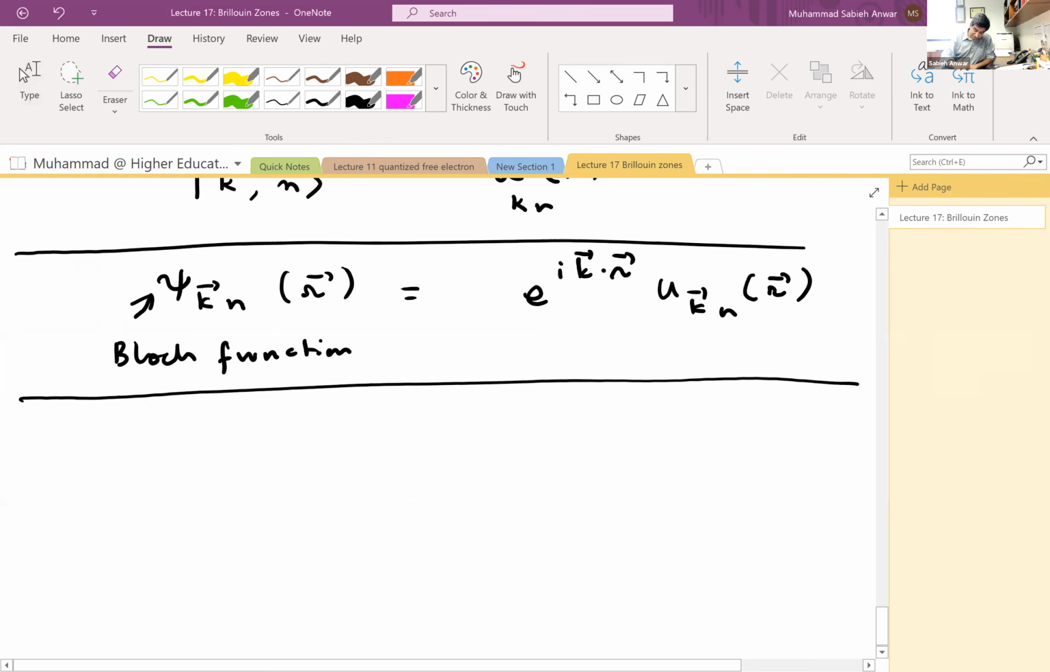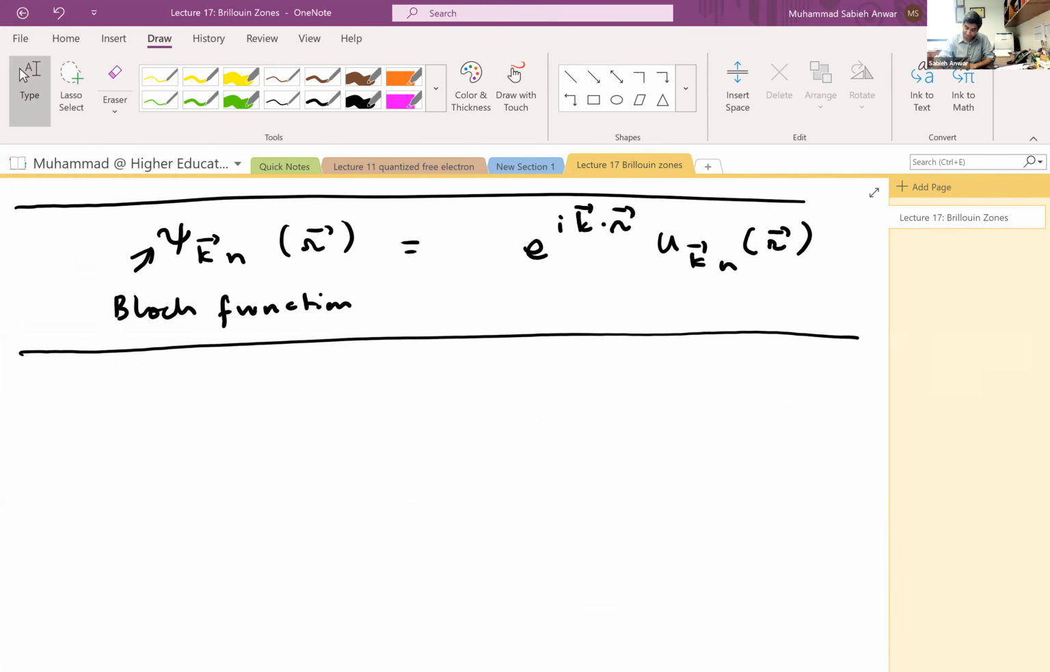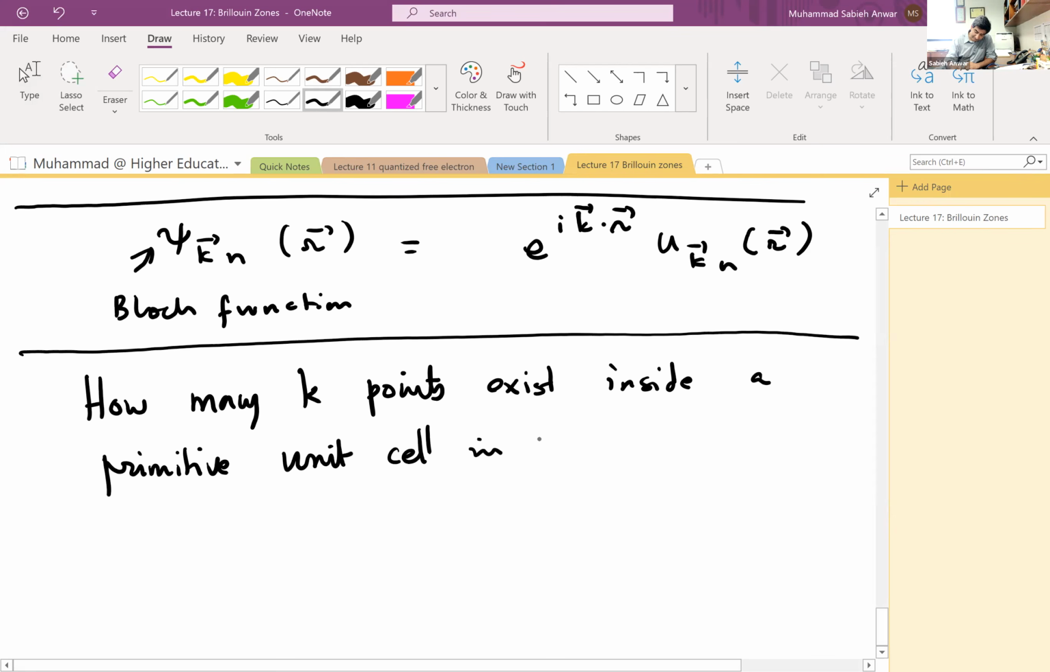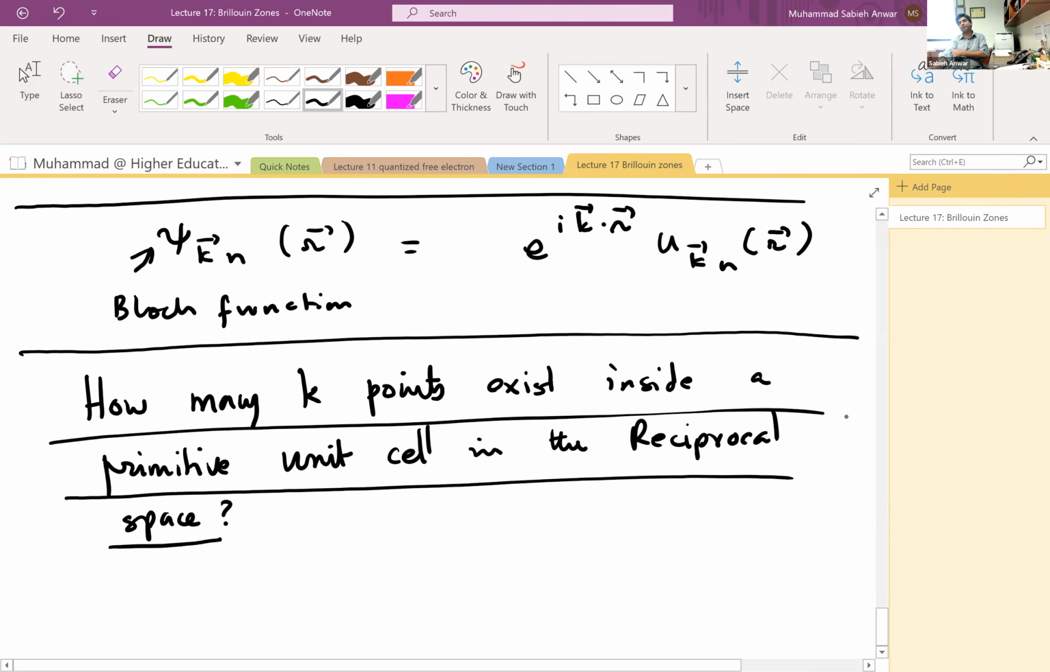So now the question that I would like to ask, let me write down a question here. How many k points exist inside a primitive unit cell in the reciprocal space? This is the question that I would like to pose.